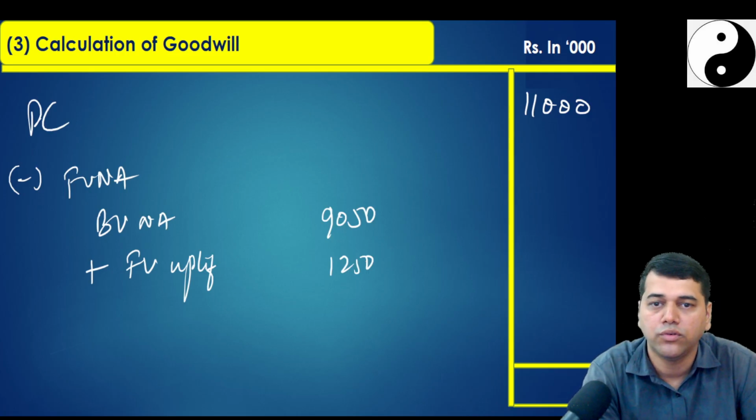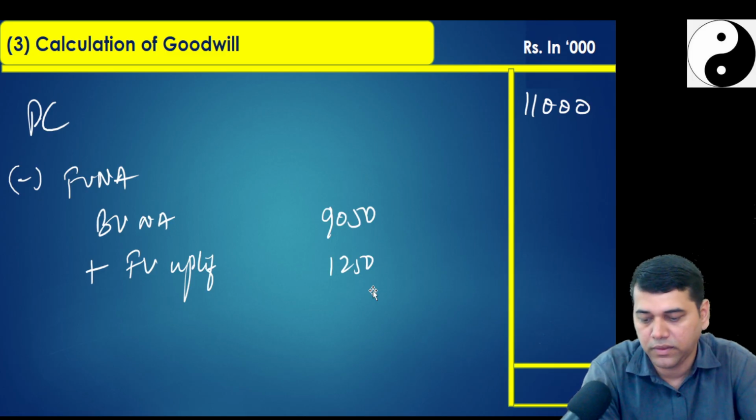Fair value thing. One minute, let me check. See, your net assets of AX is 9,050, correct. And fair value adjustments you have got only for two items: 9,500 plus 1,300 inventory, so total 10,800.